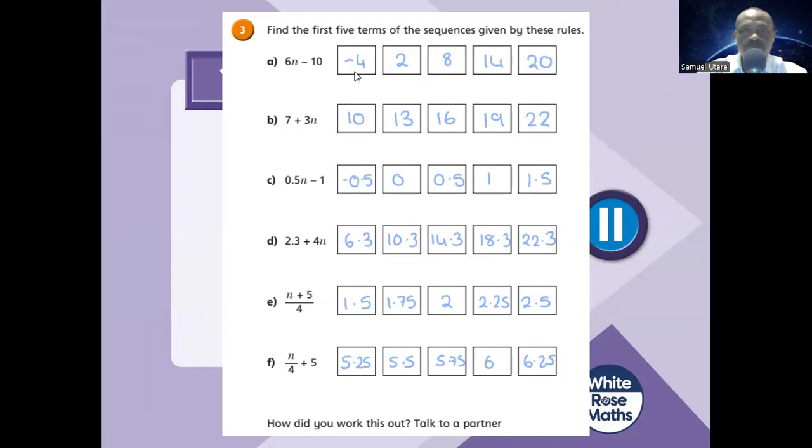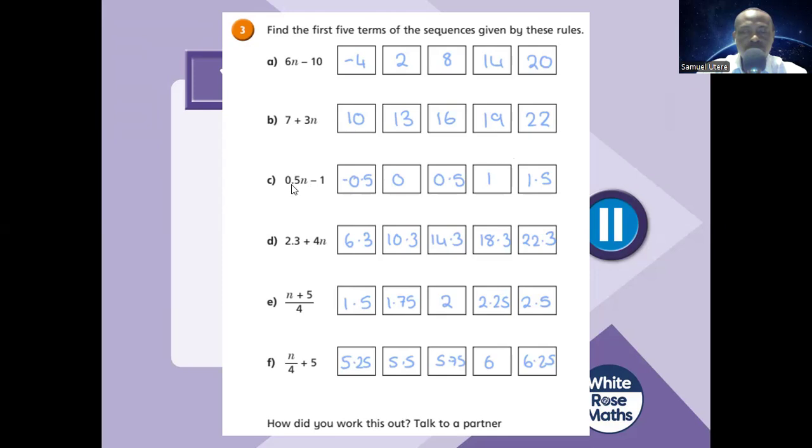So here, I'll just demonstrate the first terms of all of them. You simply do 6 times 1, which is 6, minus 10 is negative 4, right? This one, you do 7 plus 3 times 1. So 3 times 1 is 3. 7 plus 3 will be 10.